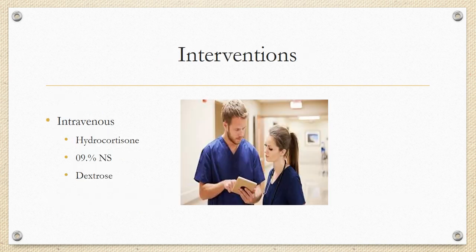Interventions for Addisonian crisis is going to be hydrocortisone because they're lacking it, 0.9% or normal saline because of the dehydration and to get their blood pressure back up, and they're also going to do dextrose for the energy.